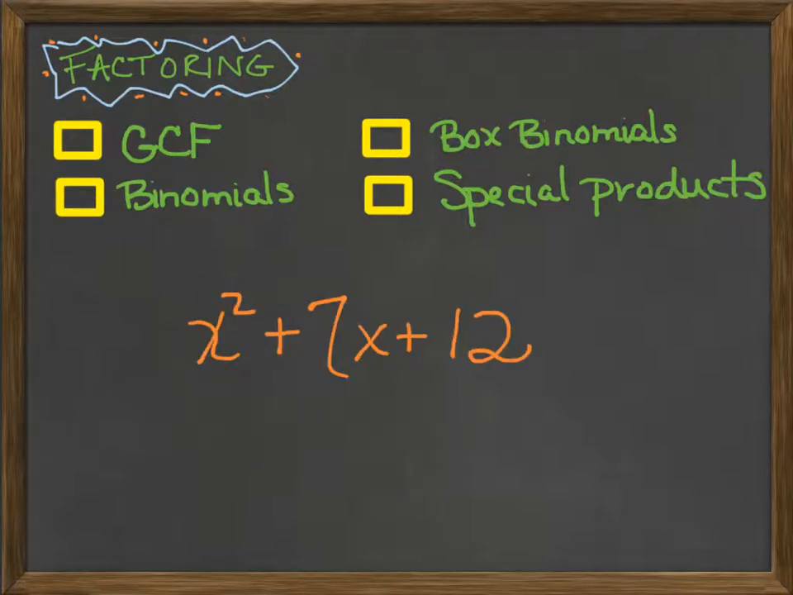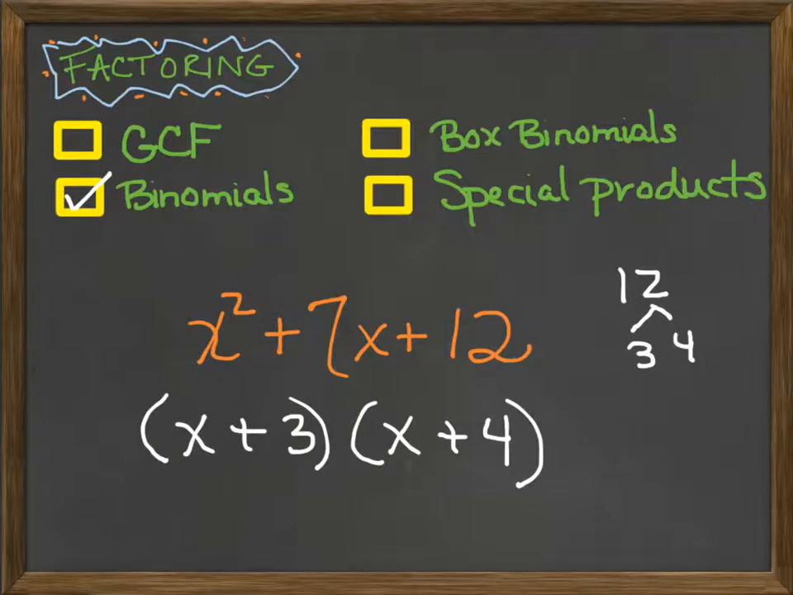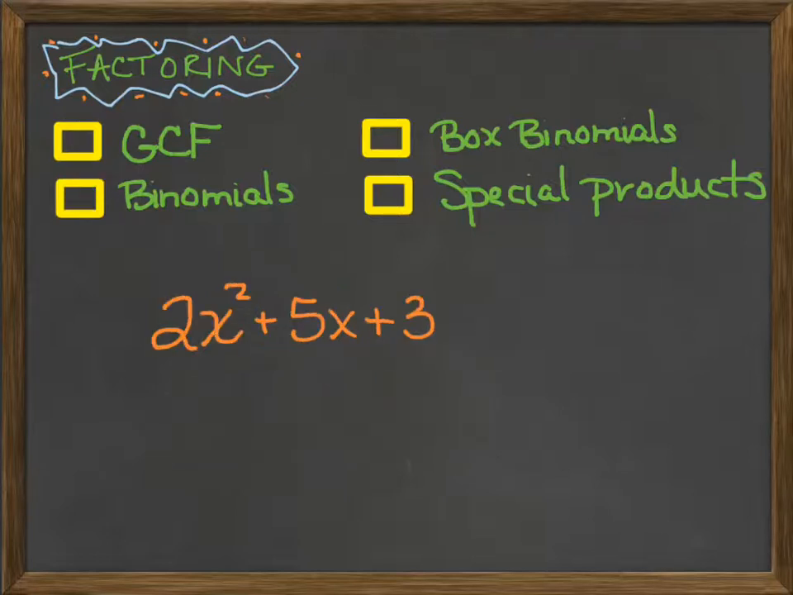Inspect it. Is there a GCF? No. Are there factors of 12 that add up to 7? Yes. Inspect it again. You can see that you're done.